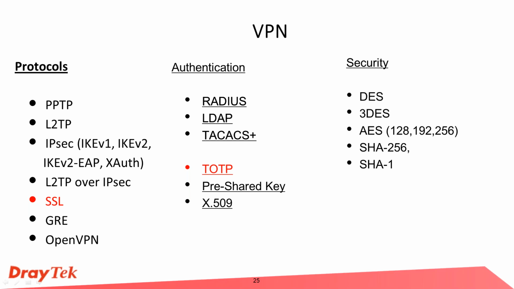Out of those, AES is probably the most commonly used and is generally regarded as very, very secure. There are tens of thousands of DrayTek routers with VPNs using AES, using pre-shared keys, using SSL, and using IPsec as their protocols.